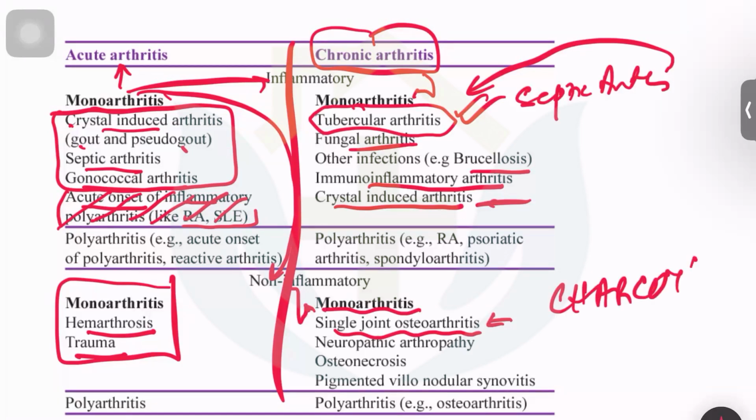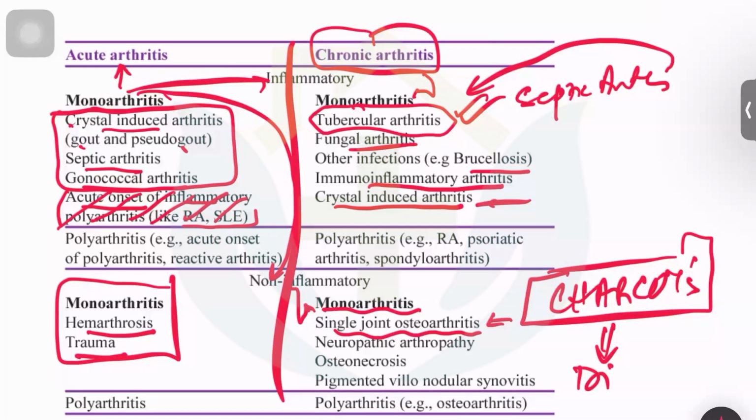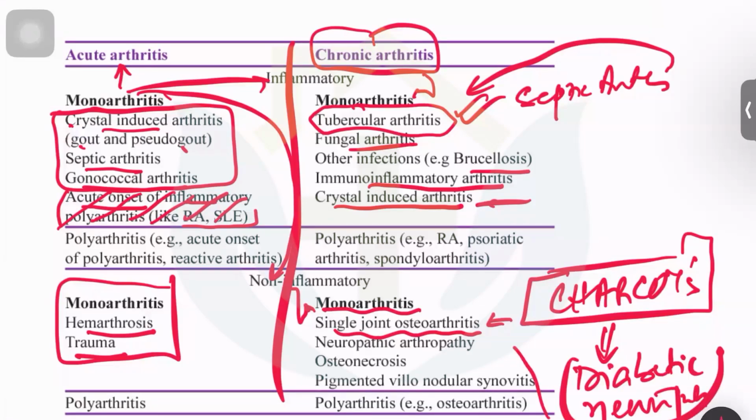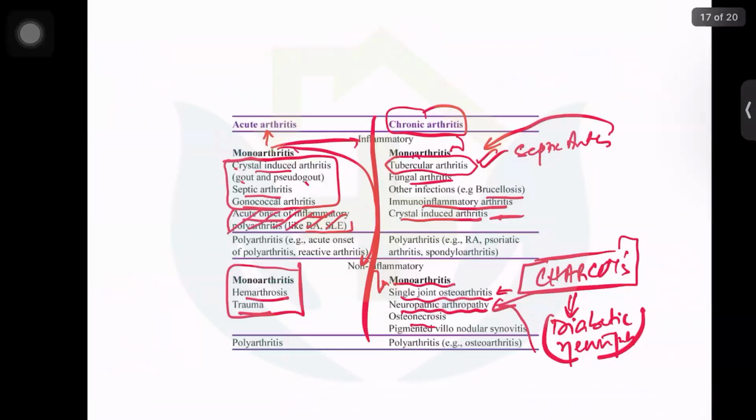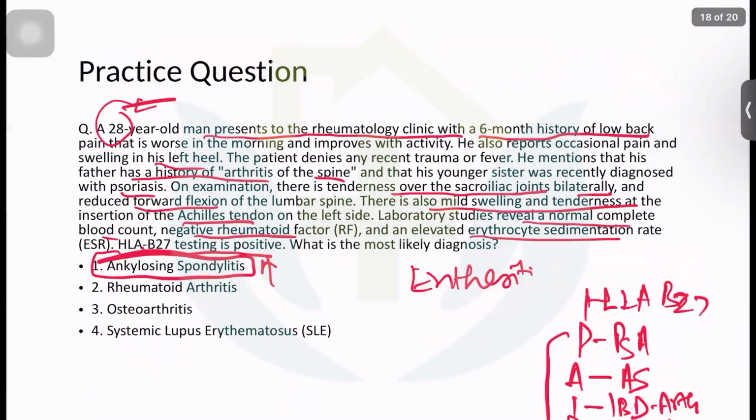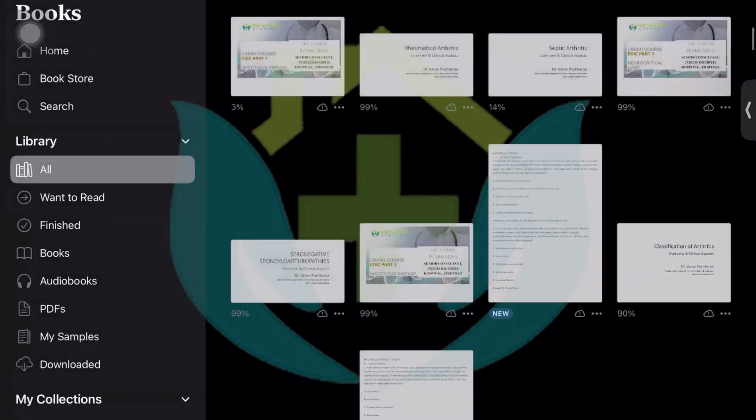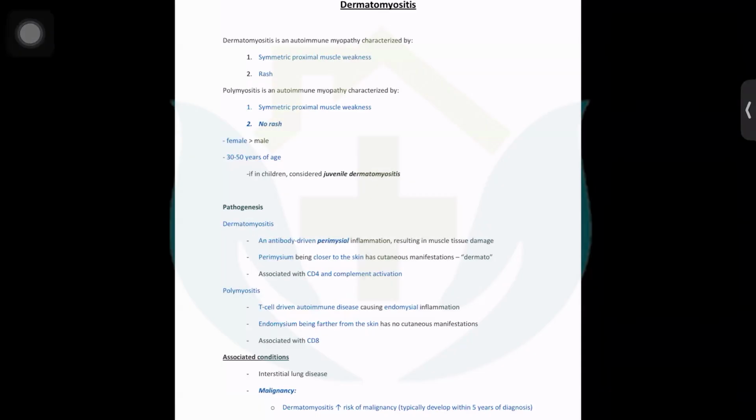Yes. Diabetic. So severe diabetic neuropathy is basically a degenerative non-inflammatory condition. So this is neuropathic arthropathy. This is Charcot's joints. Then, of course, osteonecrosis and other things. Okay. Let me come back to that. So everything is clear about monoarthritis and how to approach it.